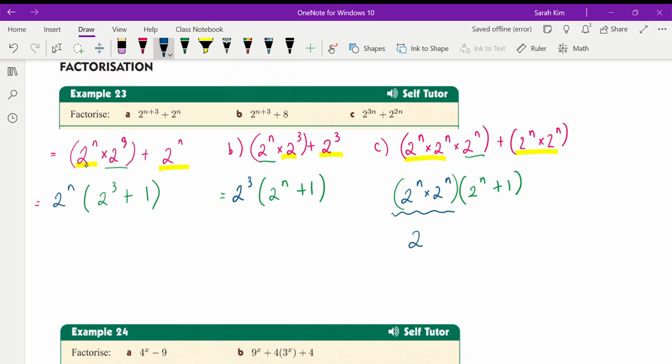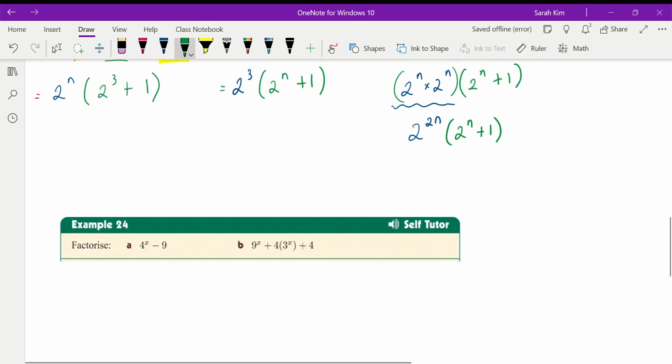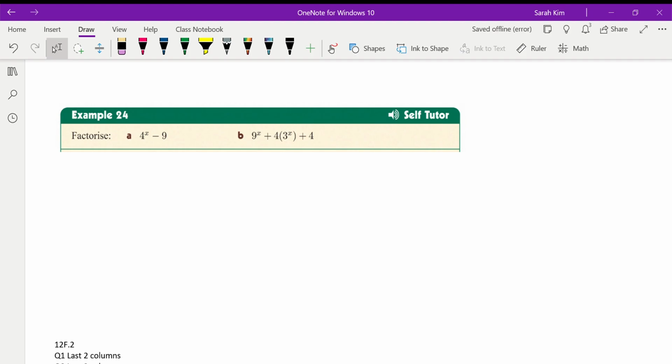It can look something like 2 to the power of 2n because it's n plus n. And your green section looks something like this. So this one will need lots of practice. You might need to do lots and lots of practice. Please come talk to me if you're struggling with this one as well. Alright, let's factorize this one. So you're going to have to use those rules. So as you can see, I only see 2 terms. So I know for a fact this is going to be a difference of 2 squares.